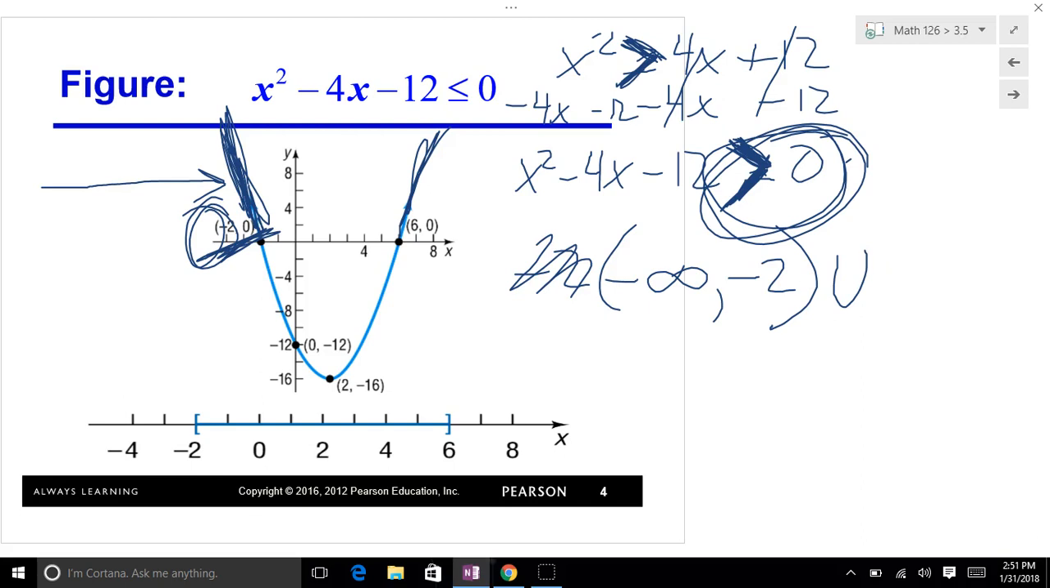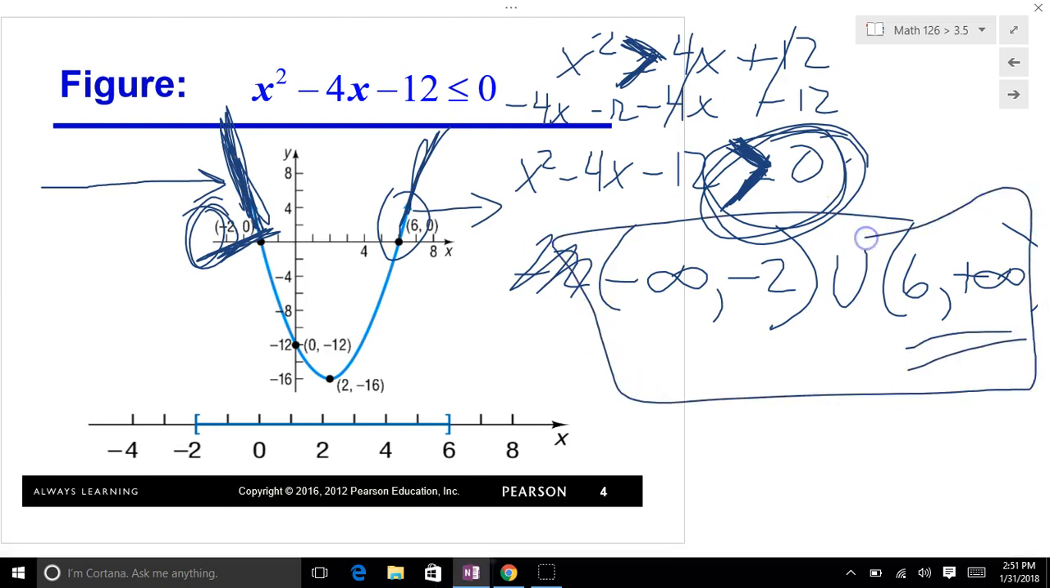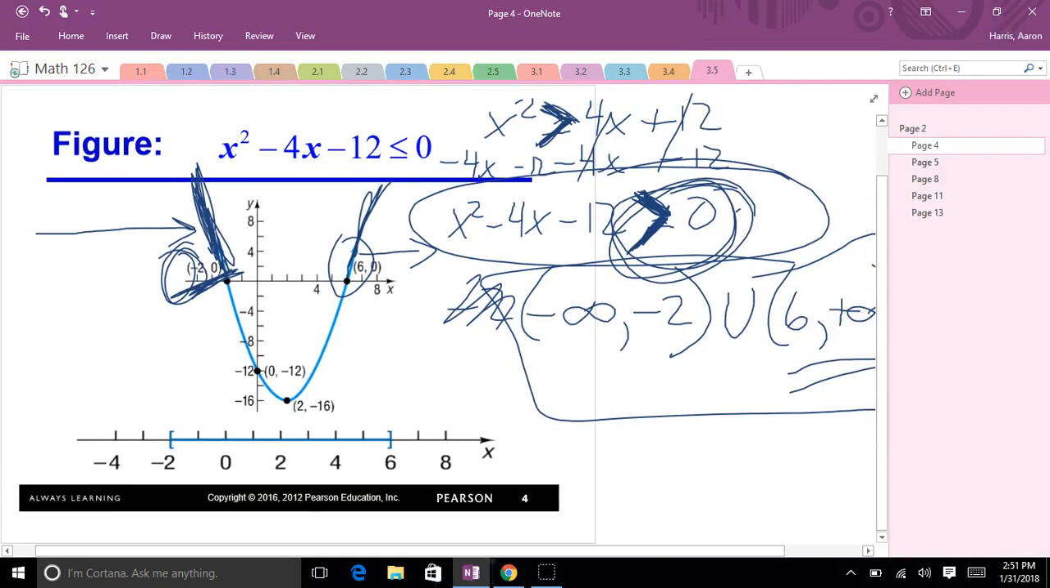And then it takes off again from an x value of 6. I cannot include the 6, but I keep going to the right to positive infinity. Any x values greater than 6 work as well. So here's my solution set for that one, when x squared minus 4x minus 12 is strictly greater than 0. When is it above, right? And you've got to name it in terms of the x values.